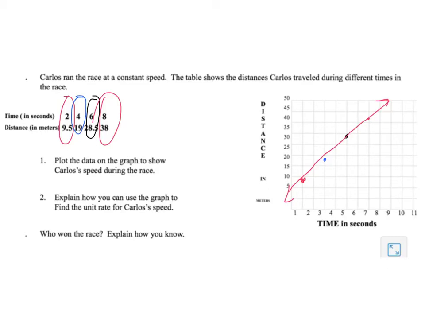So we want to know, where is he at when he is 1? So right here, when he has only gone 1 second, where is he going to go?